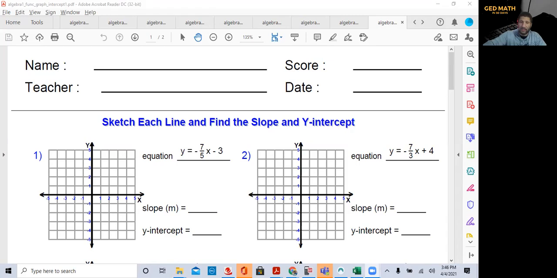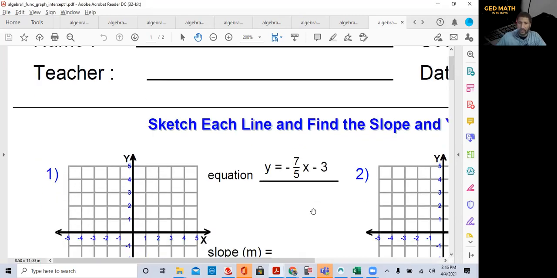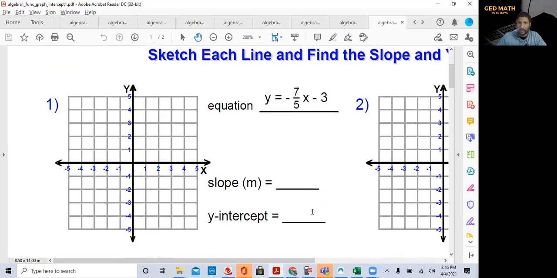So let me increase my zoom here so we can get one question in view. Okay, so let's look at number one. It says our equation is y equals minus 7/5 x minus 3. Now, for most intents and purposes, they will not have you graph on the GED exam. But you'll be able to look at a graph and find the slope and the y-intercept. So you need to be able to sketch a line from an equation. So we're going to do both ways.